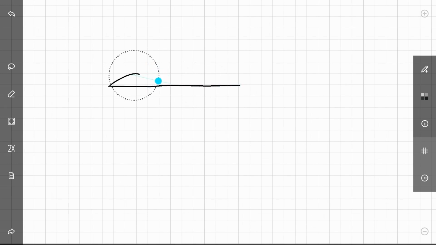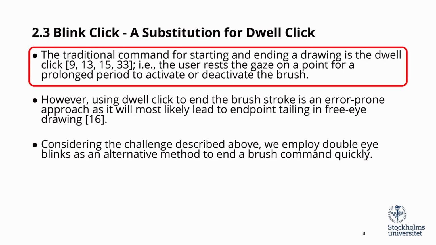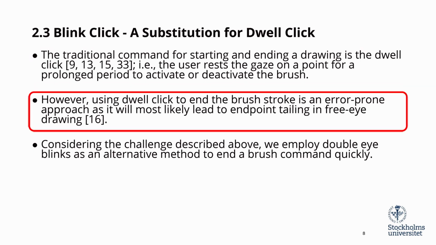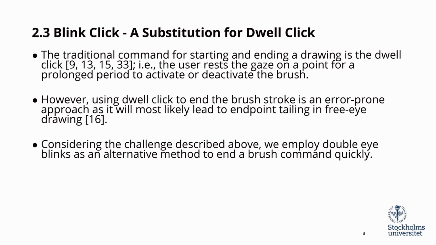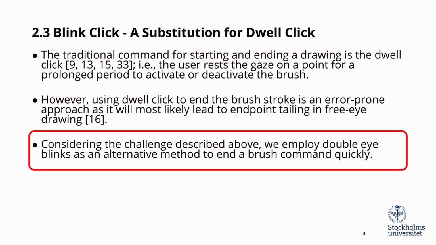The directional needle points from the brush point to indicate the direction of the brush movement. The traditional command for starting and ending a drawing is the dwell click, which means the user rests the gaze on a point for a prolonged period to activate or deactivate the brush. However, using dwell click to end the brushstroke is an error-prone approach as it will most likely lead to endpoint tailing in free eye drawing. Considering the challenge described above, we employ double eye blinks as an alternative method to end a brush command quickly.